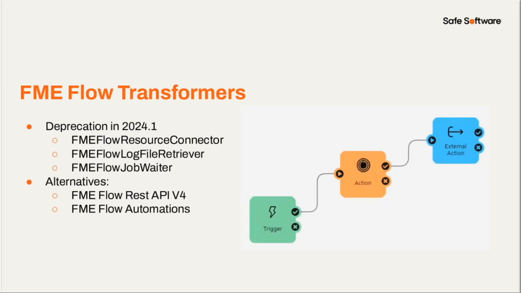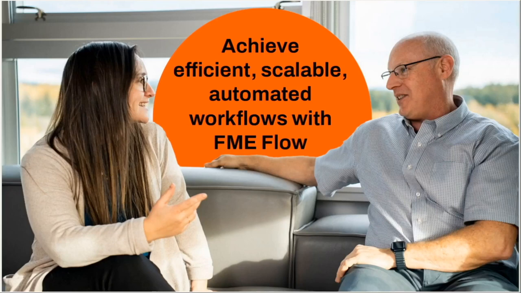Workspaces with deprecated transformers will contain a log warning when run, informing users that they are deprecated. But essentially in 2024.1, you just won't be able to author new workflows using these transformers. Some alternatives to these FME Flow transformers would be to use the FME Flow REST API version 4, and also to build out your workflows using FME Flow automations. And with that, I'll conclude with this statement: we can achieve efficient, scalable, automated workflows with FME Flow in general.